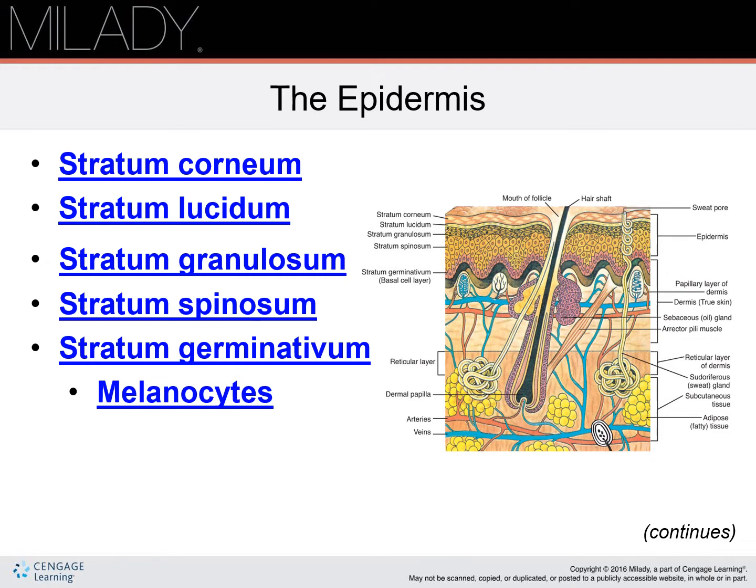And last but not least, the stratum germinativum. This is the deepest layer of the epidermis. This is the live layer of the epidermis that produces new skin cells and is responsible for growth of the epidermis. It contains special cells that are called melanocytes. These produce melanin, which is your skin pigment.